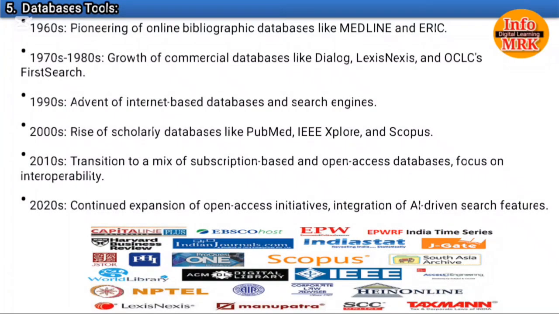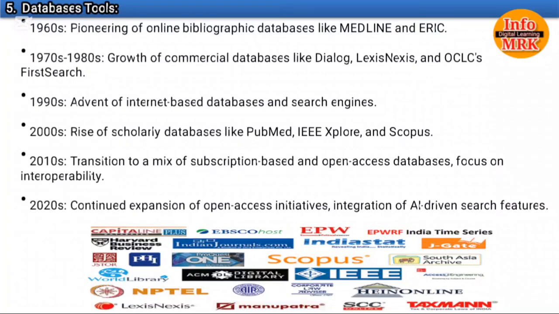In the 90s, the advent of internet-based databases and search engines. In the 2000s, the rise of scholarly databases like PubMed, IEEE Xplore, and Scopus, international databases used for research papers and e-journals. In 2010, transition to a mix of subscription-based and open access databases focusing on interoperability. So in this period, international databases played a very important role for research work.